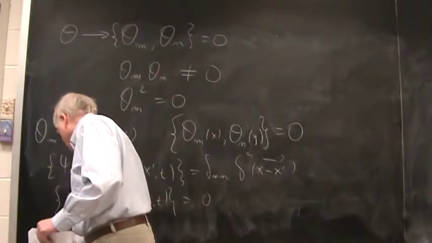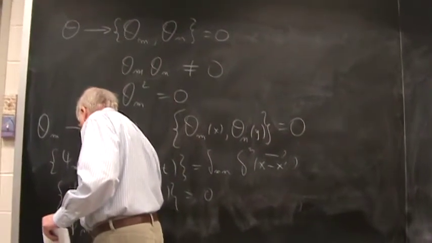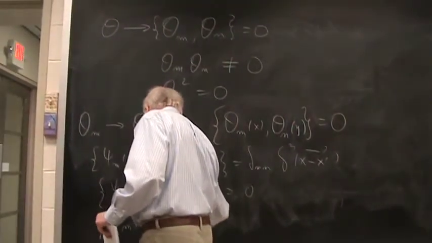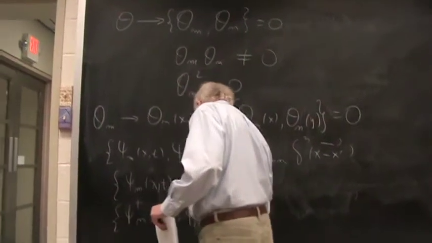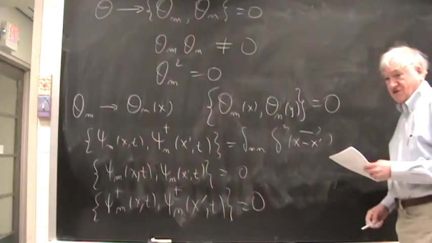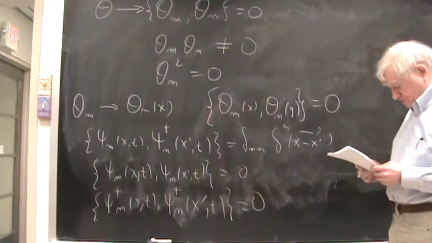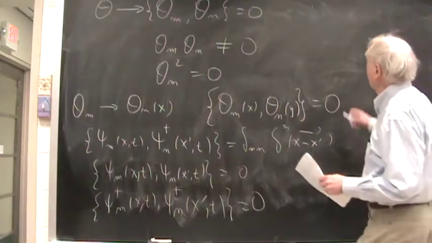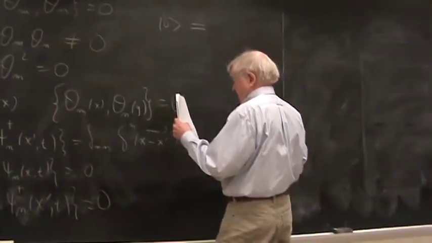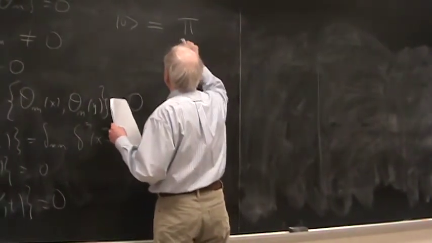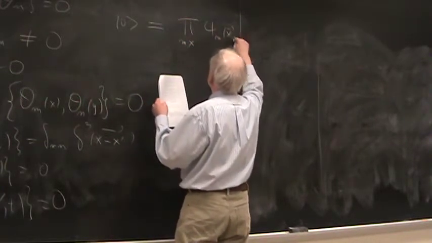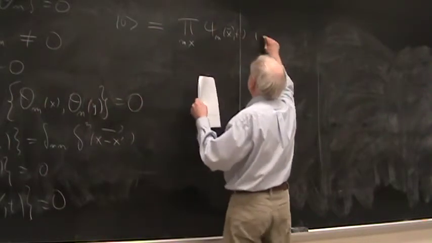And then psi dagger m, that's in x. Okay. So those are just the Dirac field anti-commutation relations. And now our zero state is going to be defined as a product over m and x of psi m of x spatial and t, acting on some arbitrary state q.